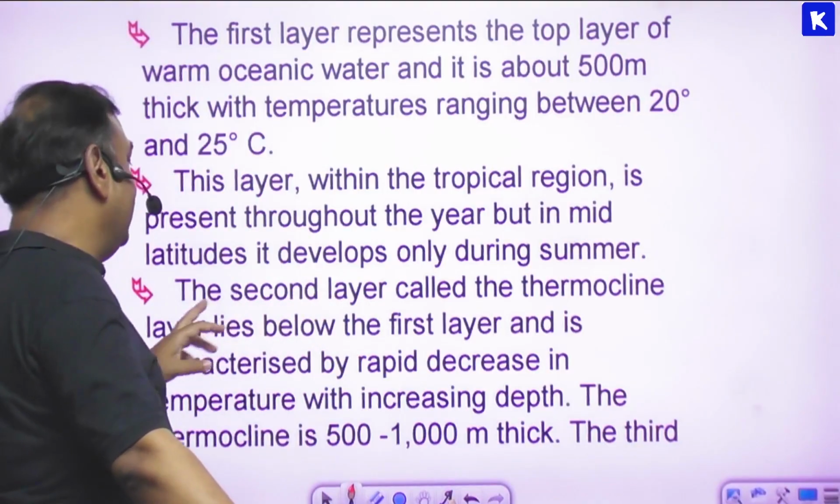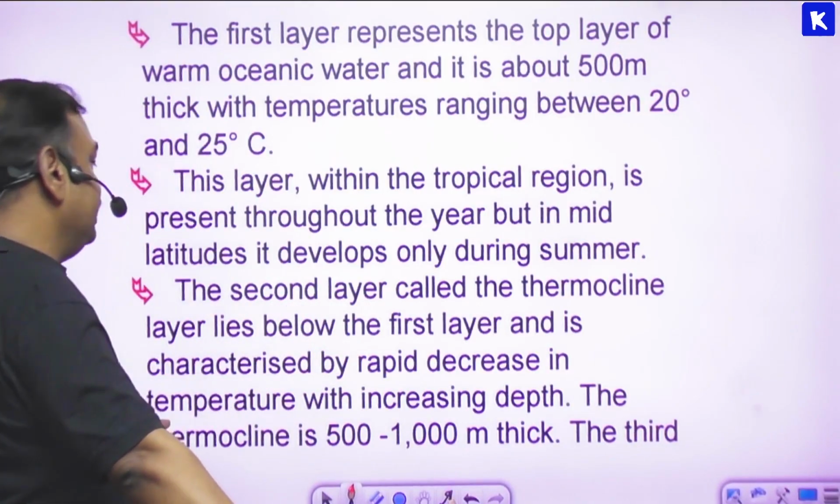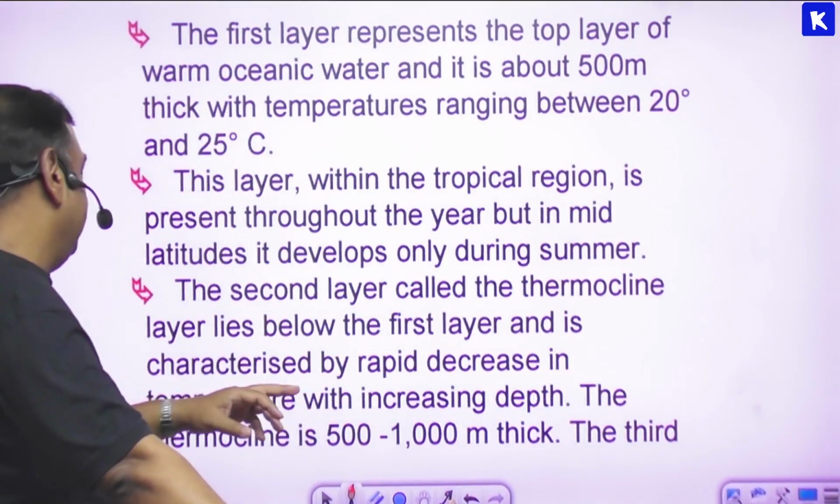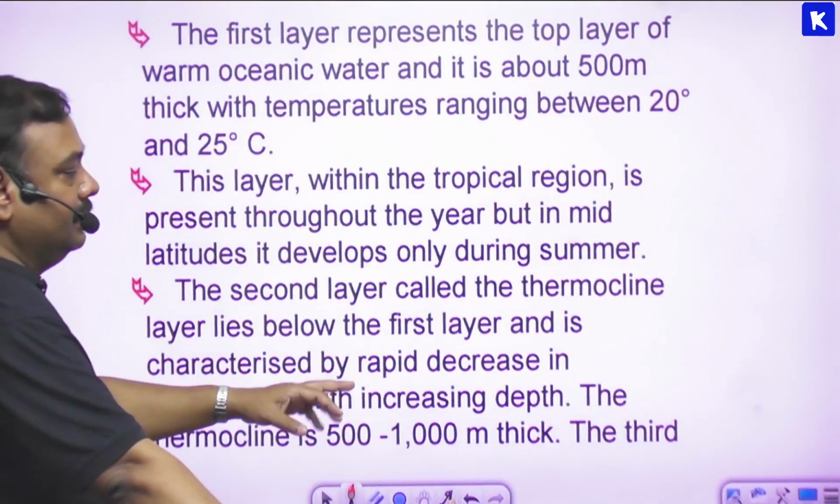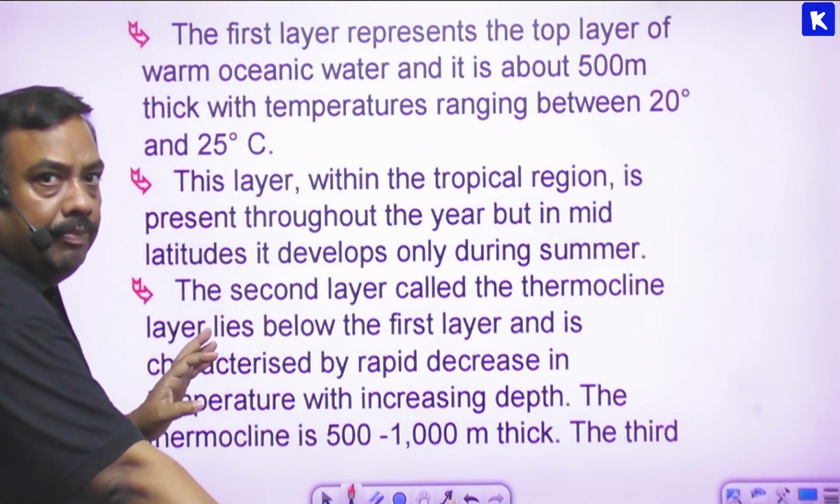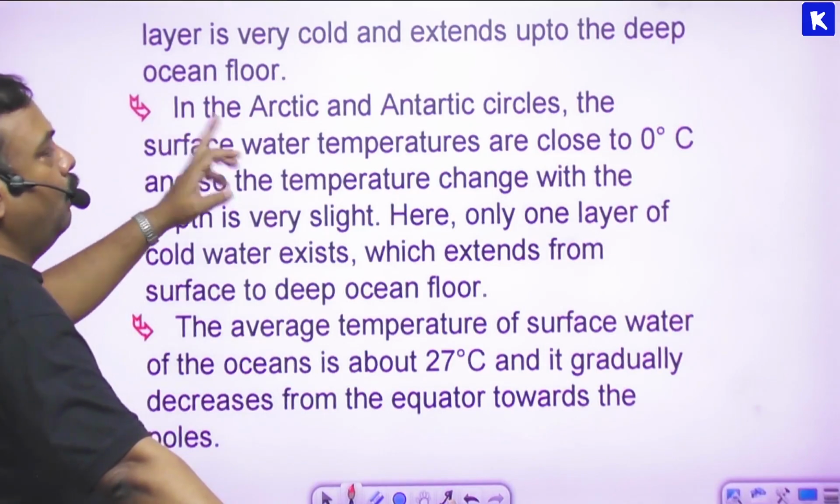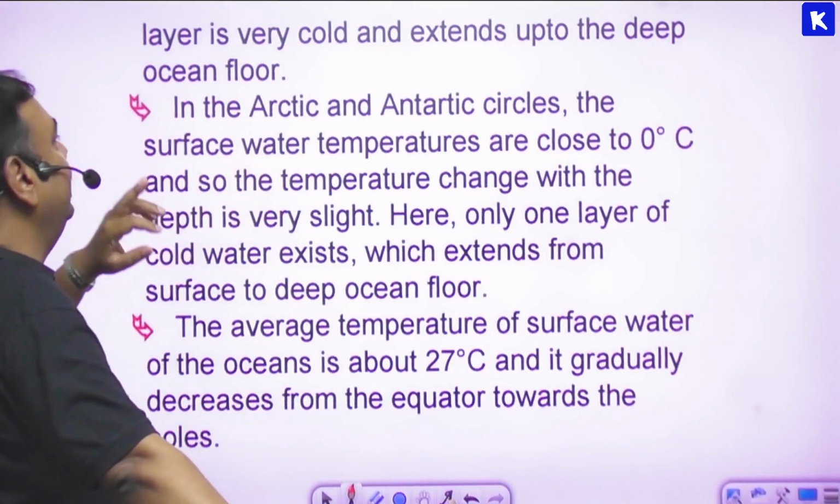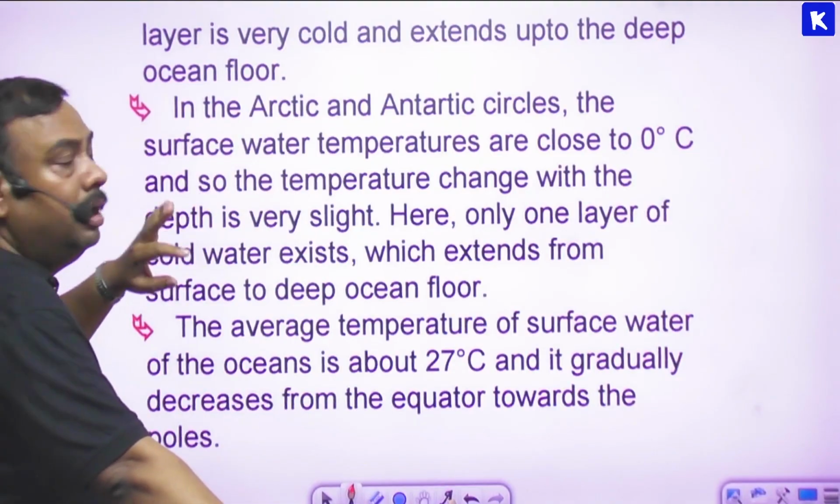The second layer called the thermocline layer lies below the first layer and is characterized by the rapid decrease in temperature with increasing depth. The thermocline is 500 meters to 1000 meters thick. I told you about this earlier. The third layer is very cold and extends up to the deep ocean floor.